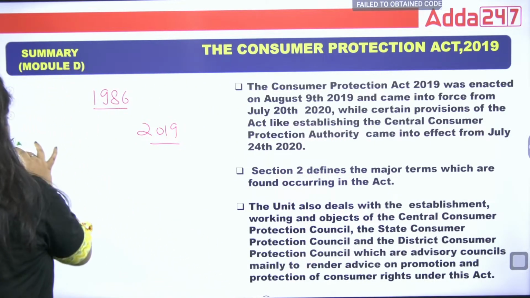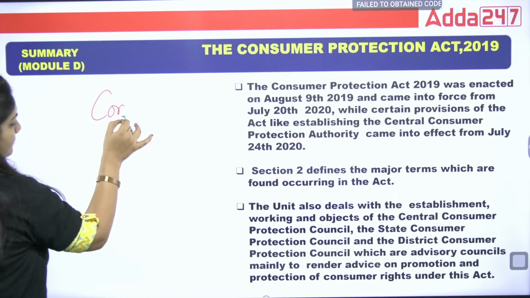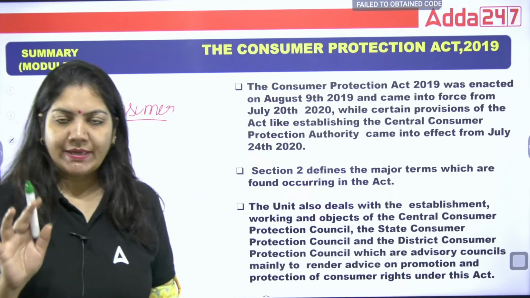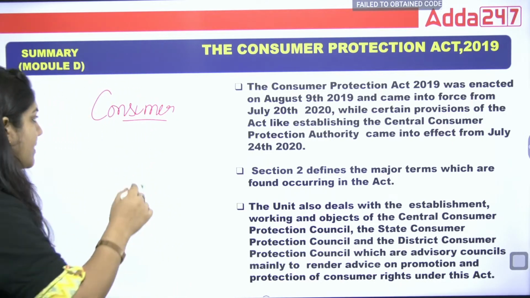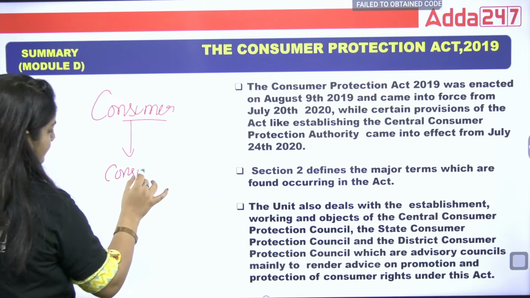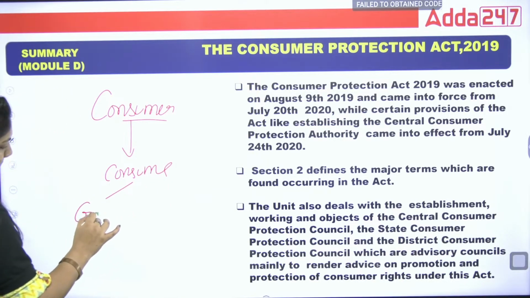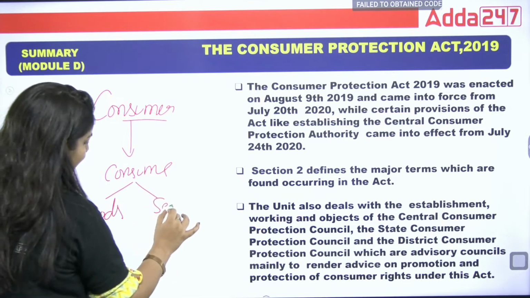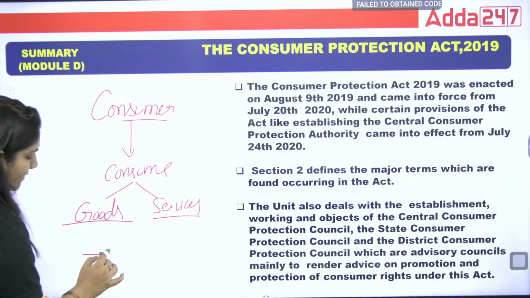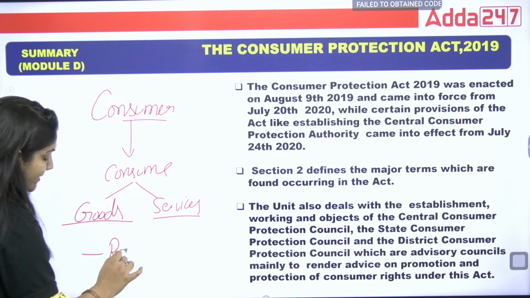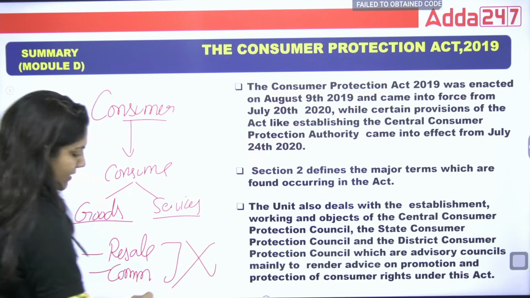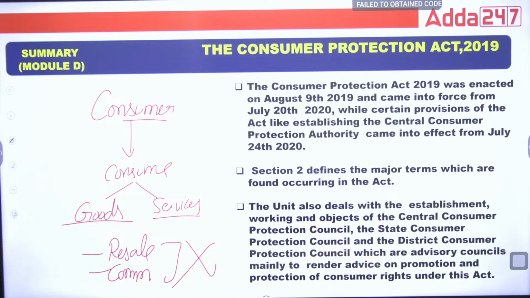So a consumer is a person. Who is a consumer? I have already told you the definition of consumer. A consumer is basically one who consumes goods and avails the services. That is called a consumer. If a person has purchased the goods and availed the services for resale or for a commercial purpose, that person cannot act as a consumer. This is a very important definition.